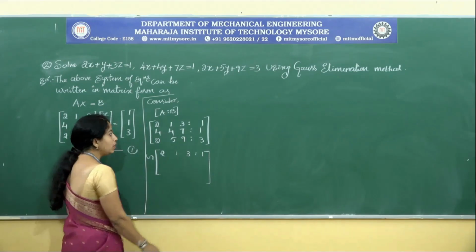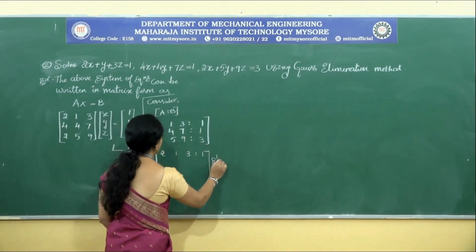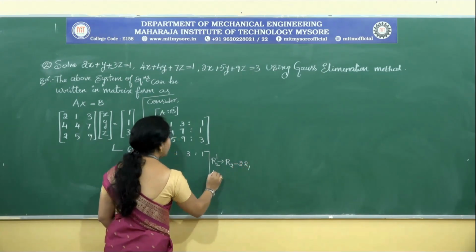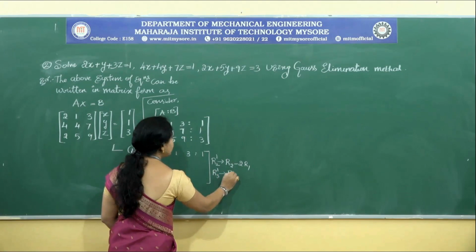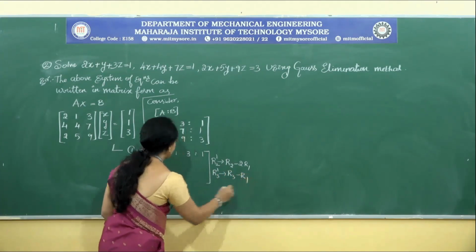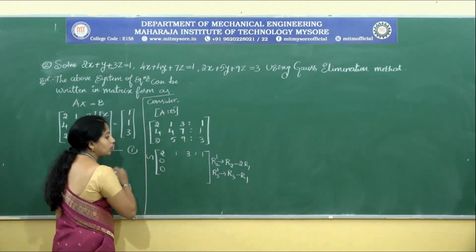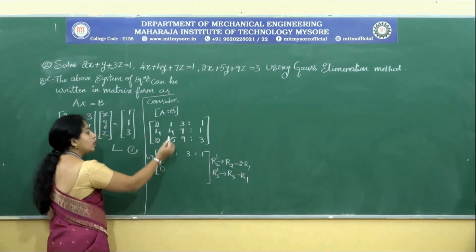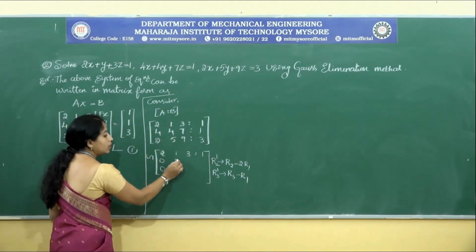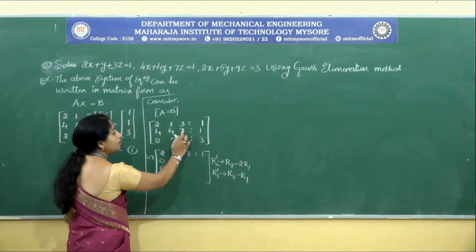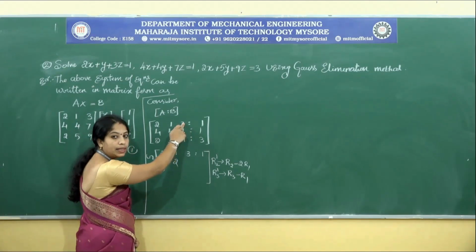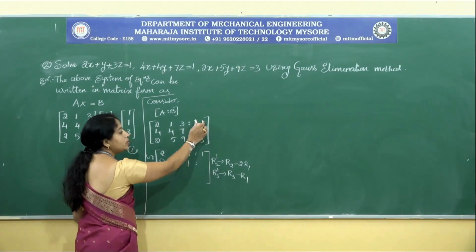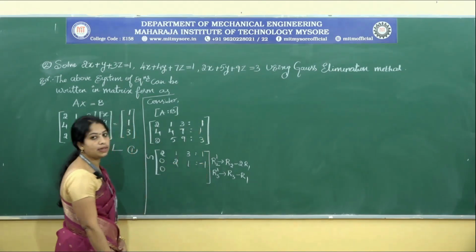Apply only row operations. R2 dash is R2 minus 2 times R1. R3 dash will be R3 minus R1. These two elements are 0. R2 dash is R2 minus 2 times R1. 4 minus 2 times 1 is, we will get 2. Again 7 minus 2 times 3. 2 times 3 will be 6. 7 minus 6 is 1. 1 minus 2 times 1, that is minus 1.